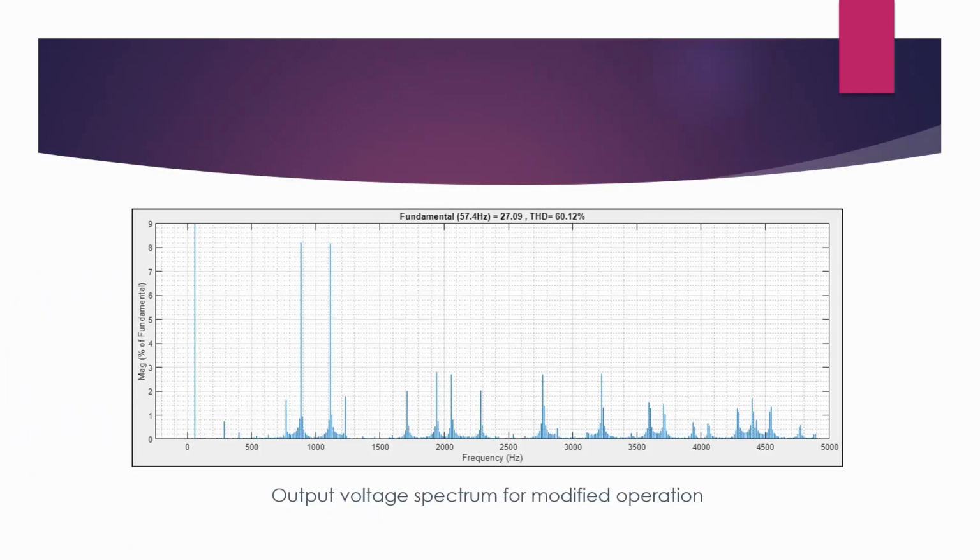And this is our output voltage spectrum for the modified operation, and we got it from FFT analysis. As you can see, there are a lot of harmonics in this graph. As the frequency increases, the harmonics will increase.